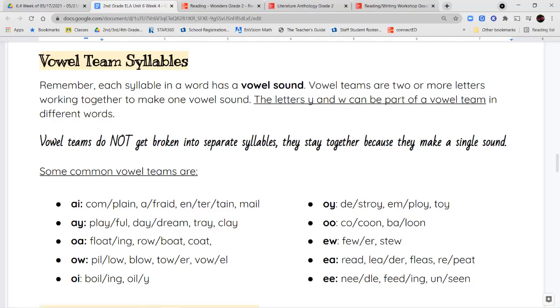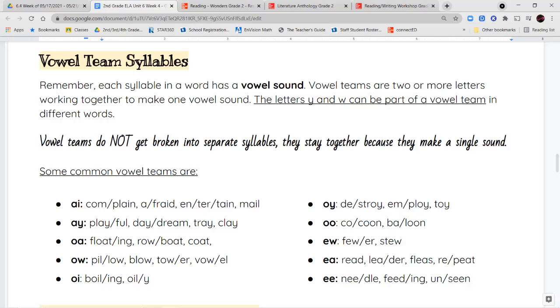For OI, we have words like boiling or oily. For OY, we have destroy, employ, or toy. And notice that vowel team, the OY in these, is always staying the same, just like our other vowel teams. For OO, we have cocoon or balloon. For EW, we have fewer or stew.